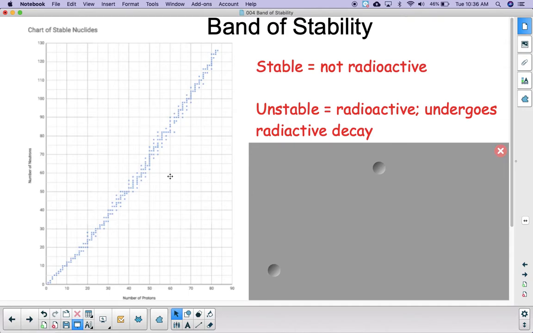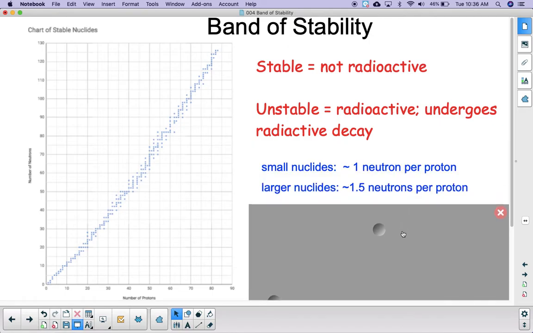While there isn't a hard and fast rule for looking at a nucleus and what's inside and predicting whether it's going to be stable or not, there are some general observations that scientists have made. They have observed that for nuclei with fewer than 20 protons, so anything calcium or smaller, a stable nucleus will have about 1 neutron per proton. For atoms that have a larger nucleus, more than 20 protons, you'll notice that the band takes a little tip in an upwards direction here, and it takes about 1.5 neutrons per proton in order to have a stable nucleus.